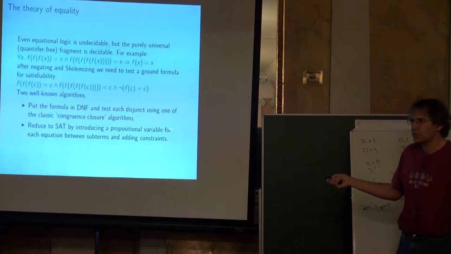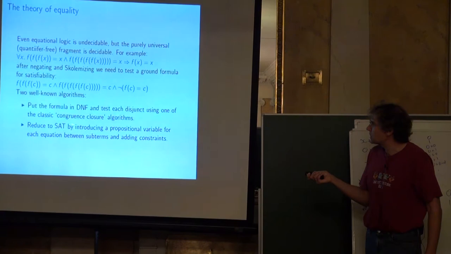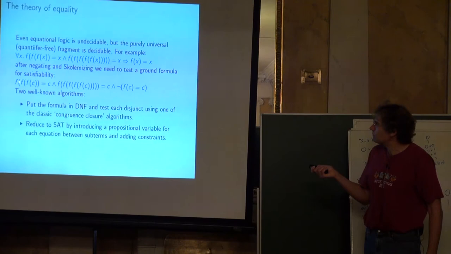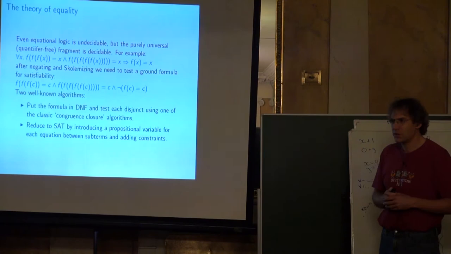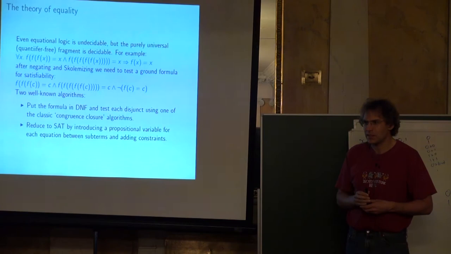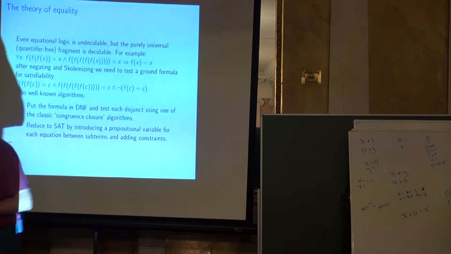There's also, you can actually even reduce this just to SAT by basically considering all pairs of possible subterms, introducing a new propositional variable for each one, and then expressing congruence rules by adding various constraints, which looks a bit of a stupid algorithm, but given that SAT algorithms are so amazingly efficient, it can actually be surprisingly good. So that's another case where things are solvable.